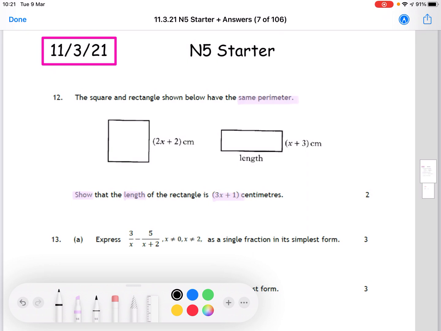Well, what we can do is make up an equation for the perimeter of each shape. And then because we know that they're the same perimeter, we can set them equal to each other and then solve for what we're looking to solve for, in this case, the length.